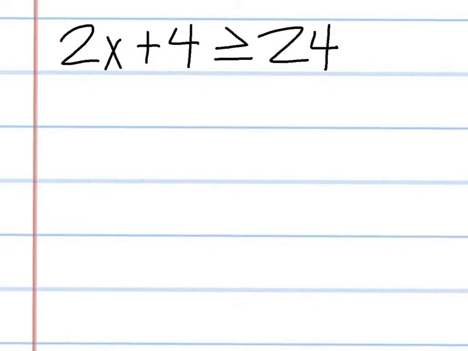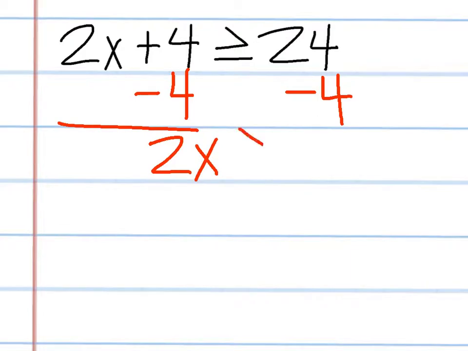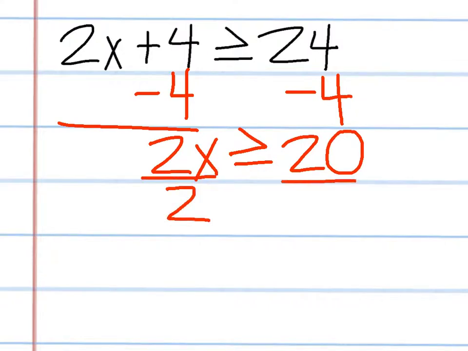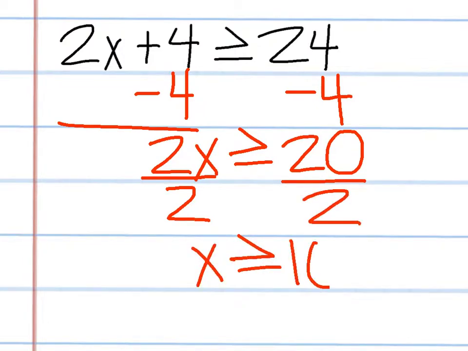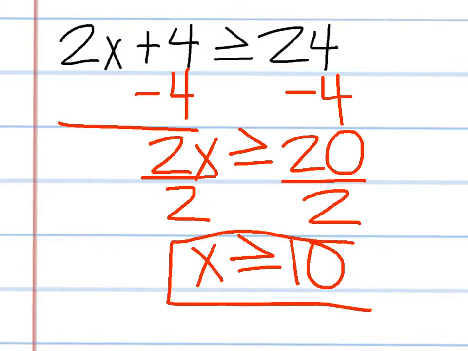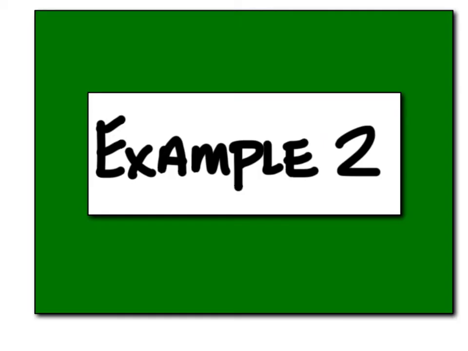Okay, so we want our x by itself. What's the first thing we're going to do to get our x by itself? We're going to subtract 4 from both sides. When we do that, we have 2x left on the left. On the right, we have 20. What do we need to do next? Divide by 2, that's right. So we'll have x is greater than or equal to 10. And that's our answer for that problem.